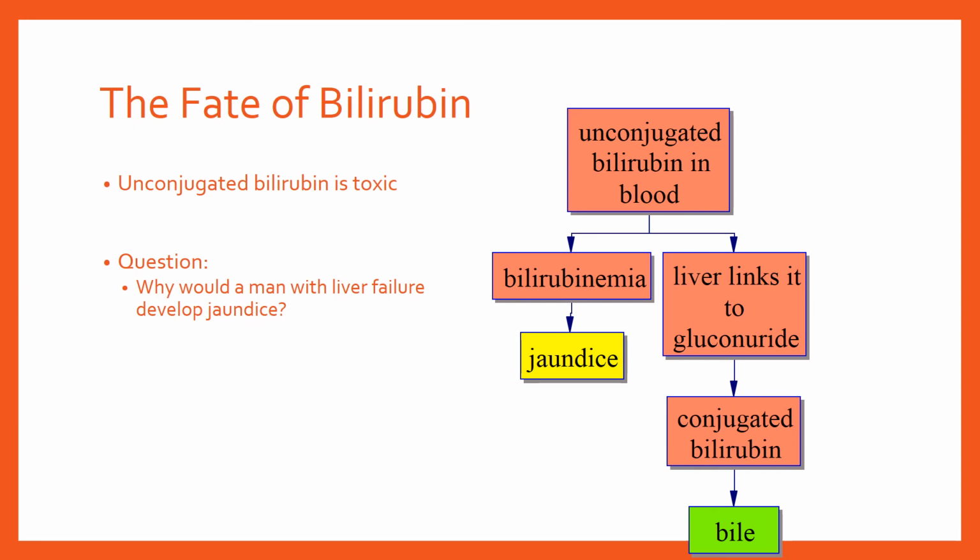Again, the question is very complex here. Why would a man with liver failure develop jaundice? Because the liver just doesn't process the bilirubin, and it stays in the blood, accumulates, and is deposited in the tissues, and you can see it in the skin or the sclera of the eyes.